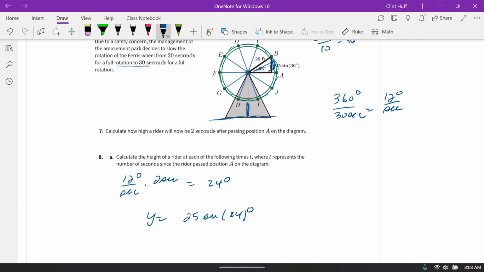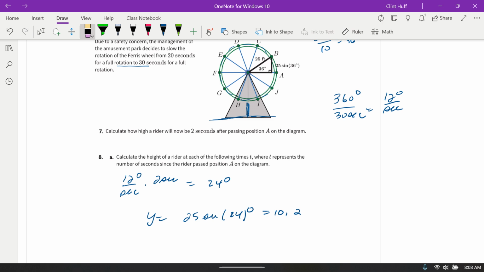Now, bear with me a bit because I don't see my calculator. Here it is. Okay, so if I type that in my calculator, it's warming up. 25 times the sine of 24 degrees, I get 10.2, I guess. But that's just this distance above A, right, in here.